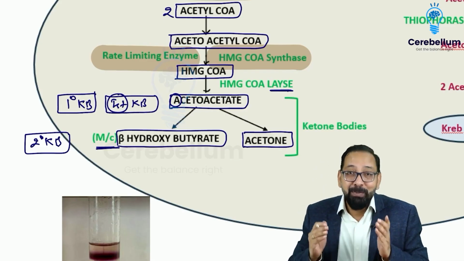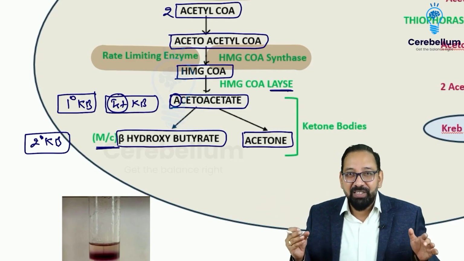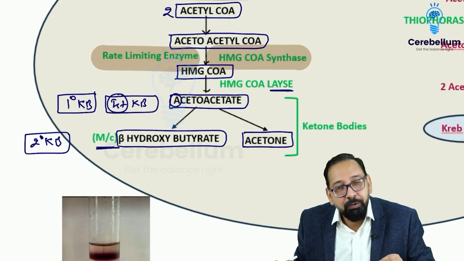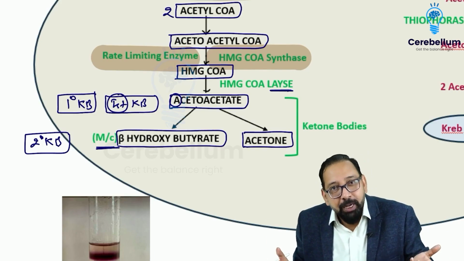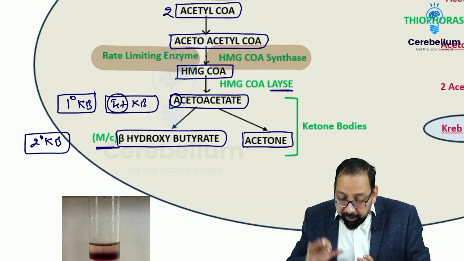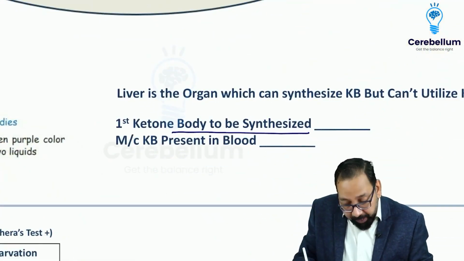How do you remember? B for big amount, large amount. They will give you a clinical scenario and say that the patient is in starvation. Which of the following ketone bodies will be present in the largest concentration? Beta hydroxybutyrate. So these are ketone bodies. Now a question is asked, the first ketone body to be synthesized is acetoacetate.